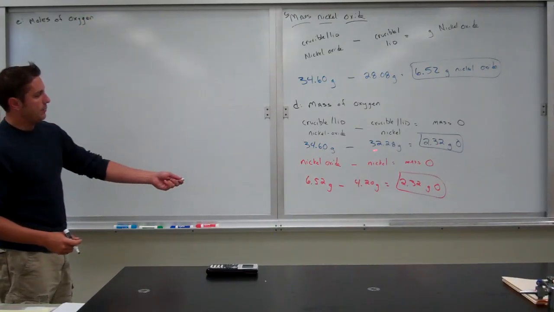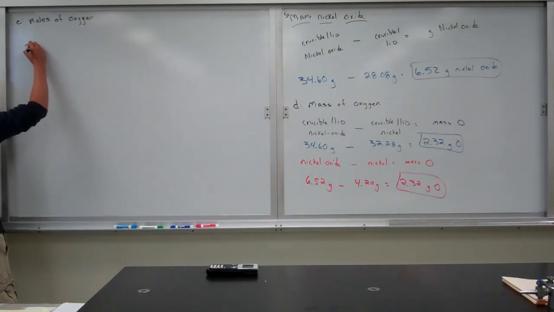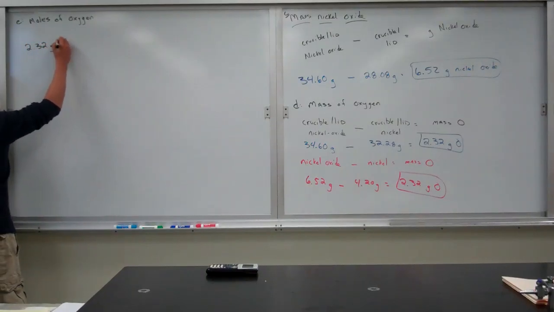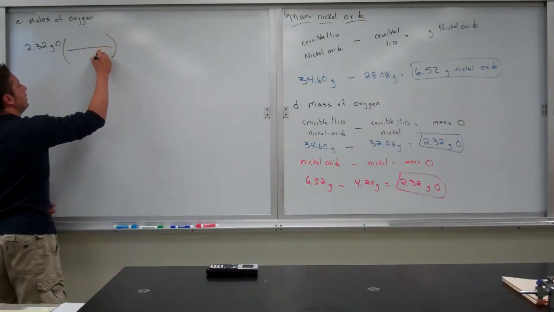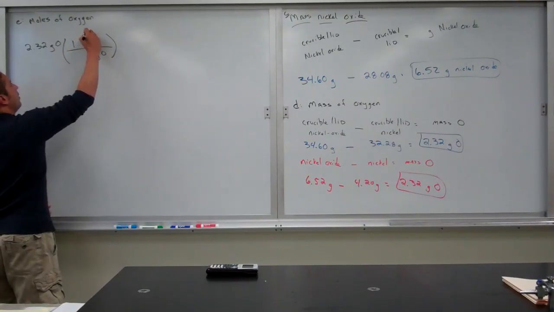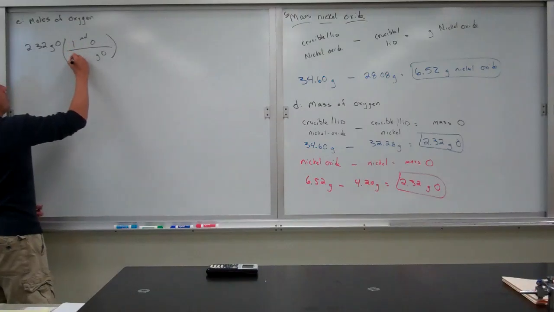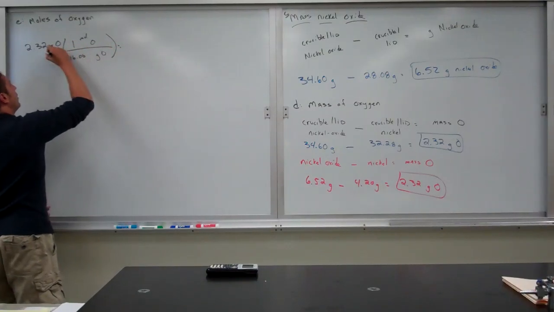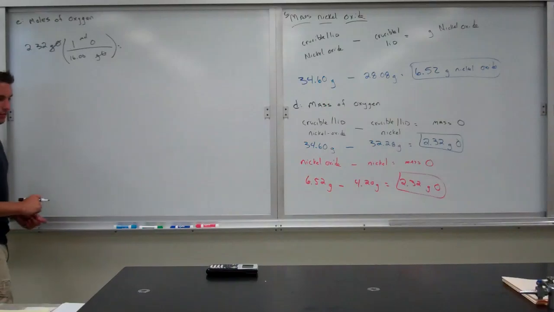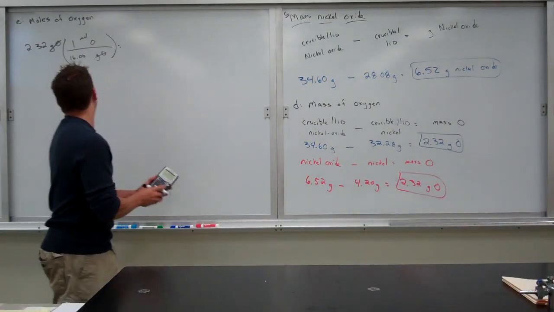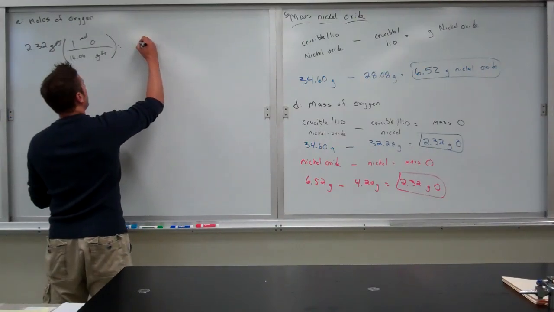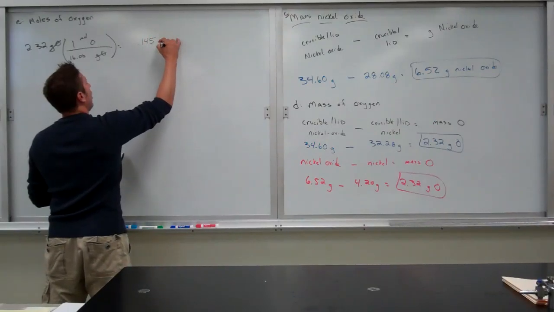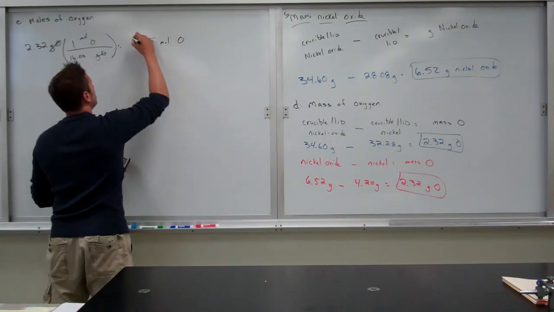We have grams of oxygen right there. 2.32 grams of O. We want moles of it. That's a one-step bracket problem. Grams of O on the bottom, moles of O on the top. Off the periodic table, 16.00 grams of oxygen. So we take our 2.32 divided by 16.00, and we get that there is 0.145 mole of oxygen.